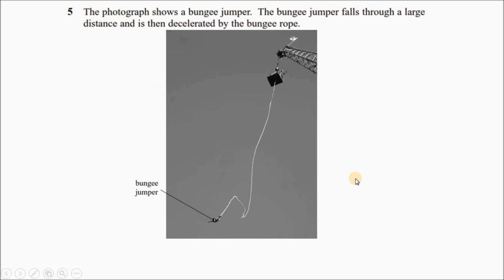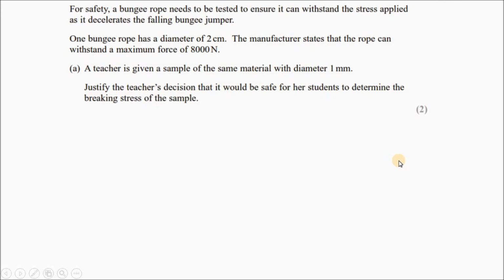Question number 5. A photograph shows a bungee jumper. The bungee jumper falls through a large distance and then is decelerated by the bungee rope. This is a bungee jumper and the rope. For safety, a bungee rope needs to be tested to ensure it can withstand the stress applied as it decelerates the falling bungee jumper.